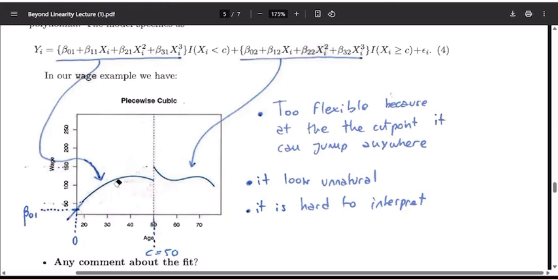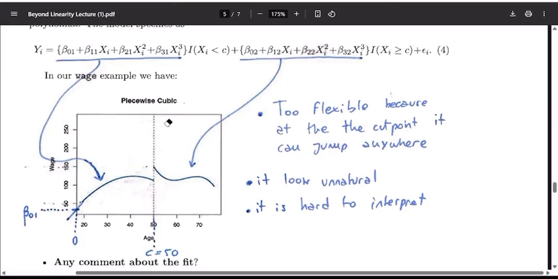But there's something I want you to see. It's going this way before, and there was a jump. We don't want that. We want a function that will be continuous. Does that make sense? So using a piecewise polynomial, you can observe a jump after age 50. Because it is too flexible, at the cut point it can jump anywhere. When something is too flexible, it can jump anywhere, and that looks unnatural.